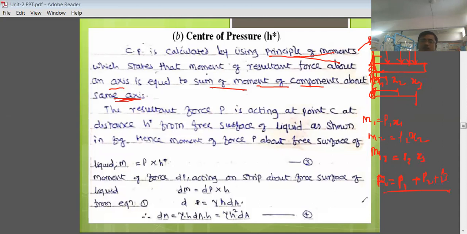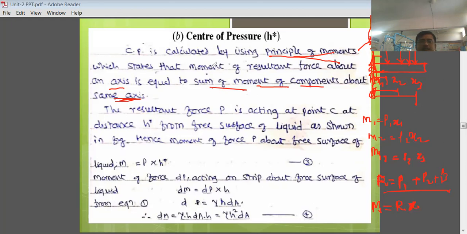Now, what is the moment of this resultant force? The moment of resultant force will be R, that is the magnitude, multiplied by the distance. So let us say it is x. Here I will denote this moment of resultant force by capital M. So capital M is equal to the magnitude of the force multiplied by the perpendicular distance between these two points. So it is nothing but R into x.